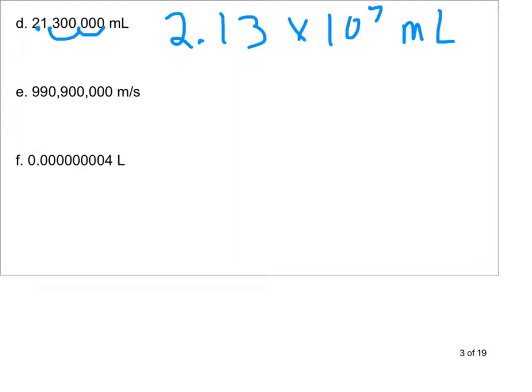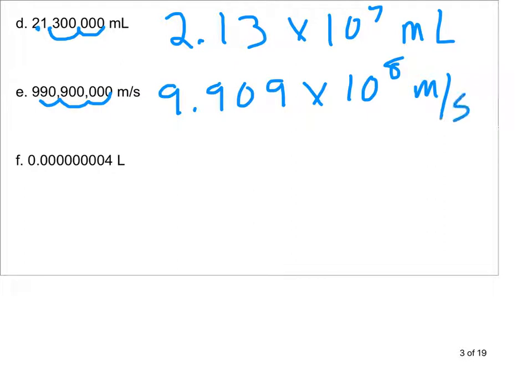Another big number. 9.909 times 10 to the 3, 6, 7, 8 meters per second. This particular problem didn't really say much writing on the scientific notation over standard notation.